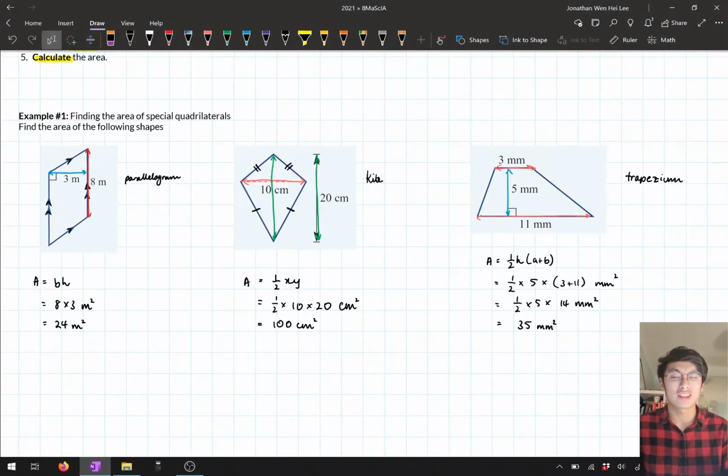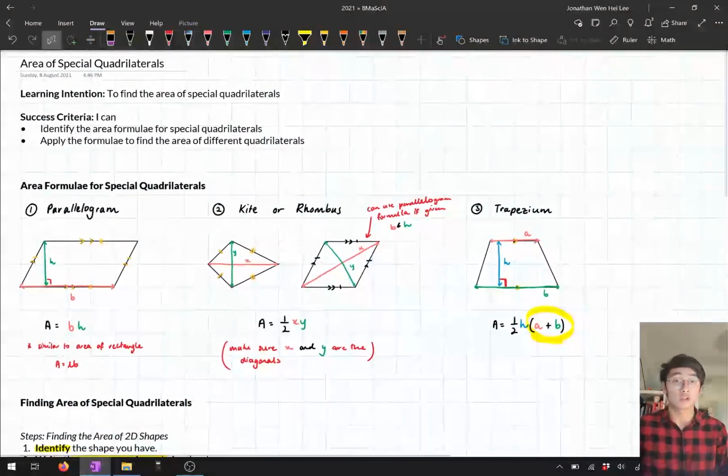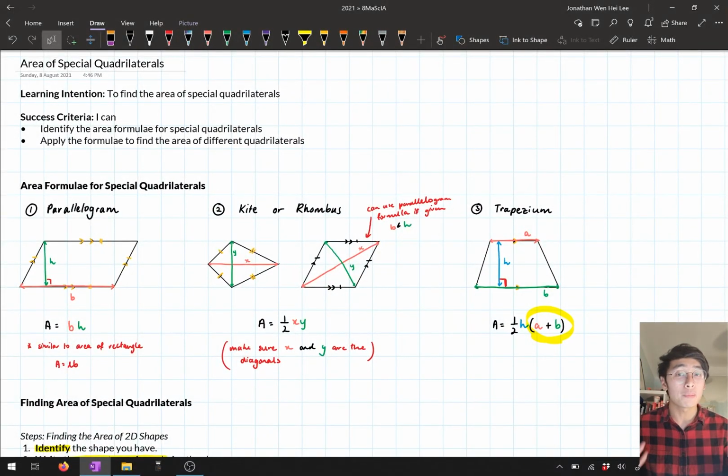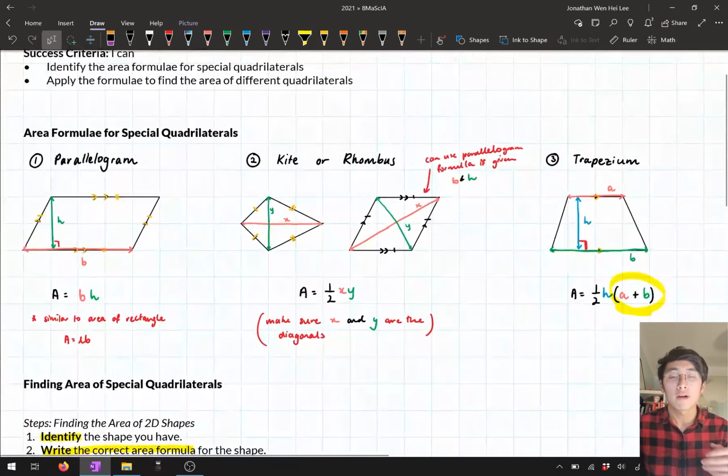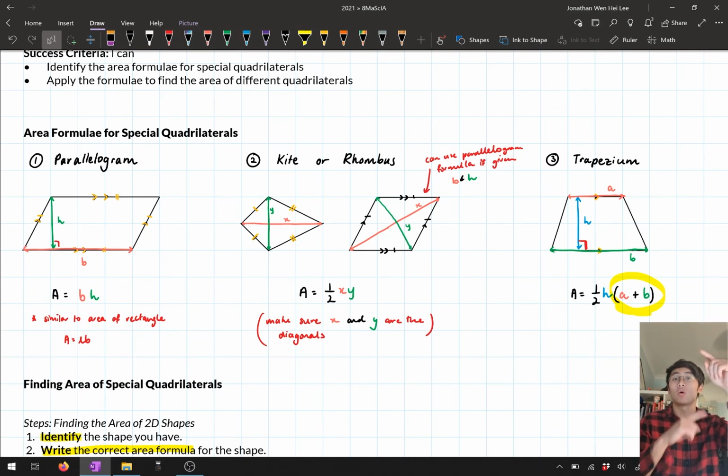So let's just quickly recap what we looked at in today's lesson. In today's lesson, we looked at finding the area of special quadrilaterals. What we needed to do was identify the formulas for these special quadrilaterals. For the parallelogram on our left here, the area is the base times the height. For a kite or a rhombus, if we get given the two diagonals, the two lines that go across the shape from opposite corners to each other, the area formula is half x y. The final shape was a trapezium, where we needed the lengths of the two parallel sides a and b, and the area formula was half h times (a plus b).